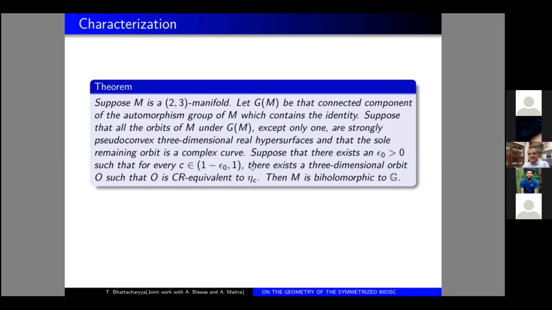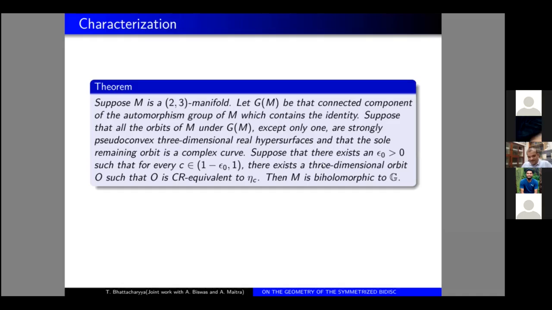Start with the 2-3 manifold, 2-3 in the language of Isaev again. Remember, complex 2-dimensional with actions of the automorphism group acting in such a way that leaves are 3-dimensional. Let GM be that connected component of the automorphism group which contains the identity. Suppose that all orbits of M under GM except only one are strongly pseudoconvex, 3-dimensional real hypersurfaces, and that the sole remaining orbit is a complex curve. And then a kind of technical condition.